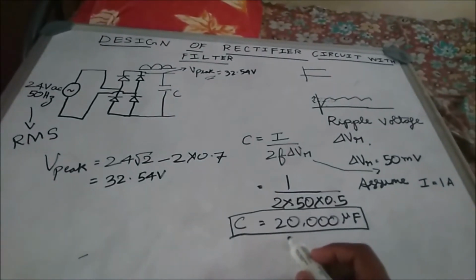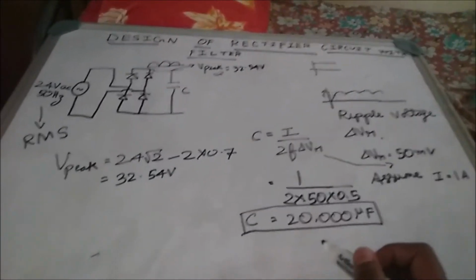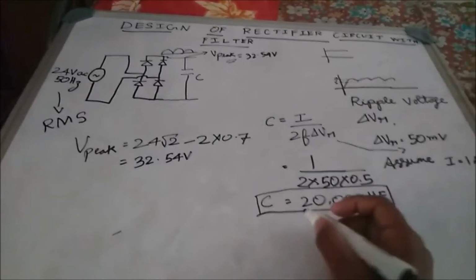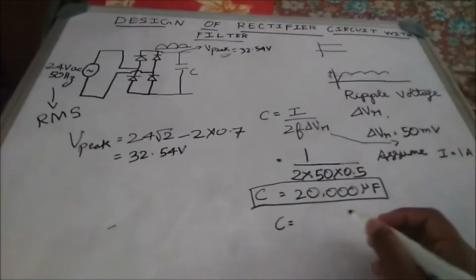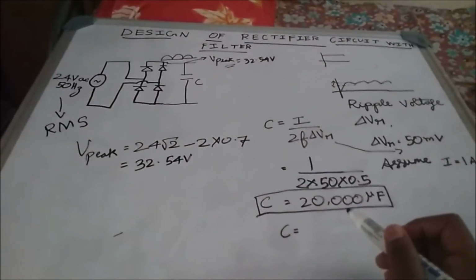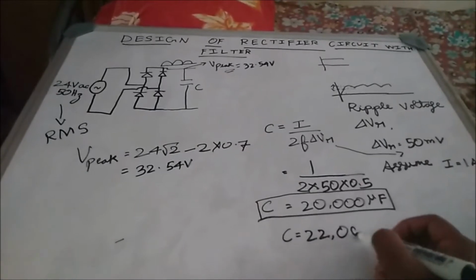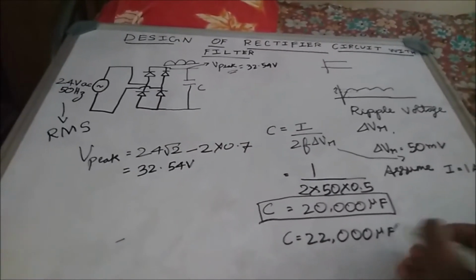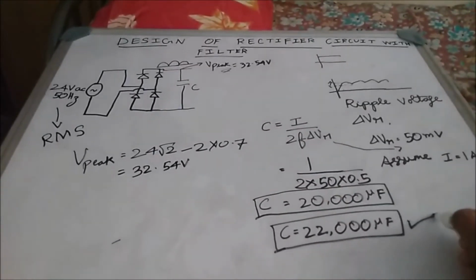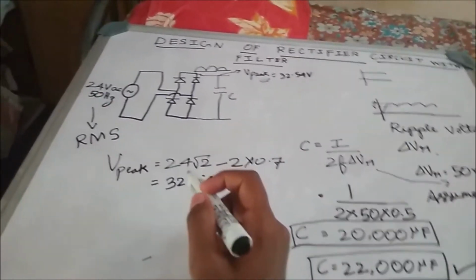Here it is, a 20,000 microfarad capacitance. Practically, we usually don't get 20,000 microfarad. Instead, what should we do? We need to select the capacitance value which is near to it. The practically available capacitance value which is nearly it is 22,000 microfarad. And this is the capacitance value which we need to choose for selecting the voltage rating of the capacitor.